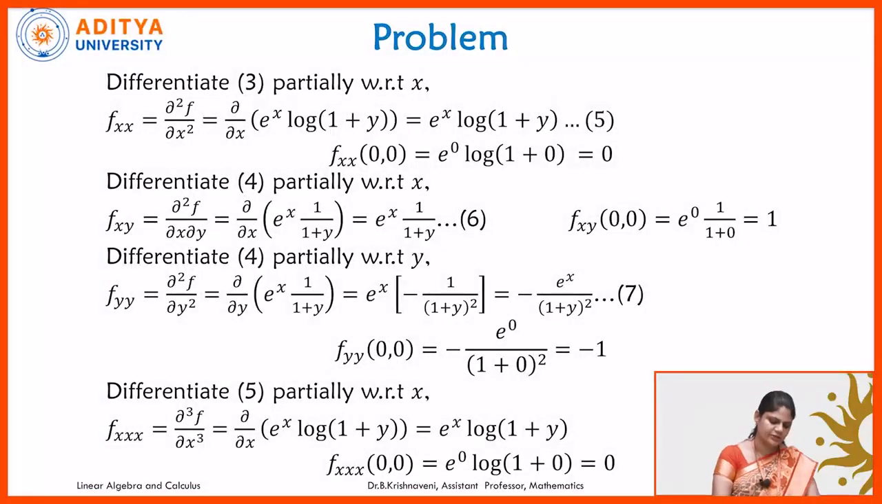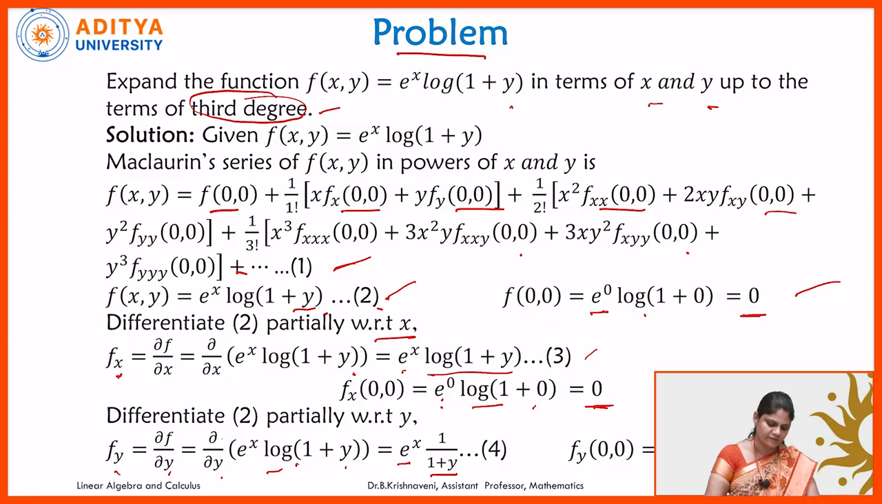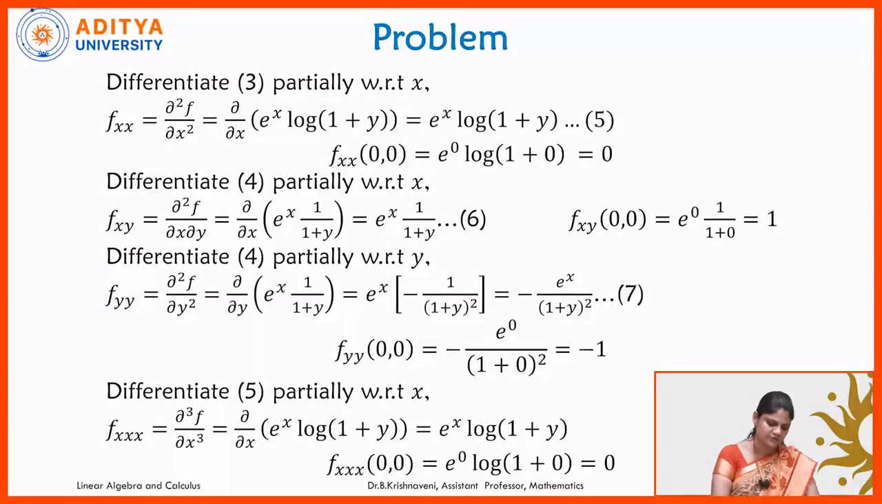Next, second order partial derivatives. Differentiating 3, that is fx with respect to x, gives fxx, which is dou square f by dou x square. That is equal to dou by dou x of dou f by dou x. What is dou f by dou x? It is e power x log of 1 plus y. Now again with respect to x, e power x derivative is e power x, and log 1 plus y is constant. Let it be equation number 4. Find out fxx(0,0) here, which is equal to e power 0 log of 1 plus 0, that is equal to 0, since log 1 is 0, and 0 into something is 0.